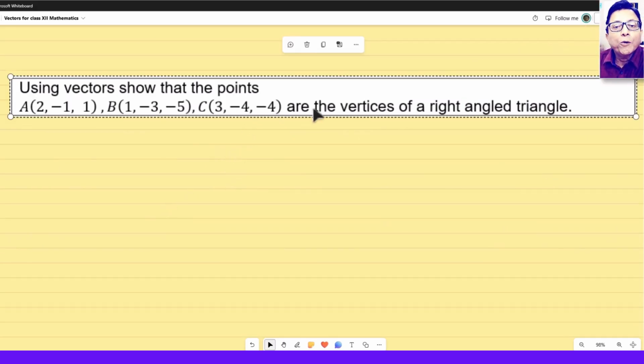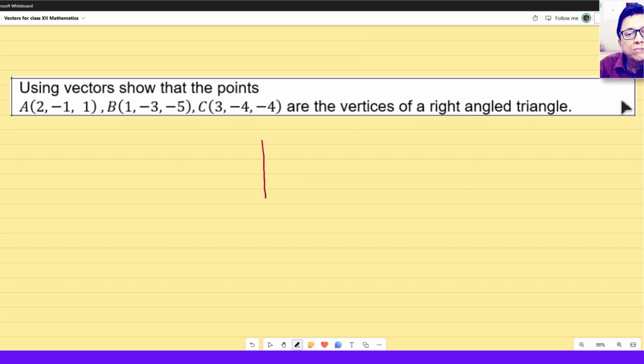Show that the following points are vertices of a right angle triangle. Any triangle is there. To prove it right angle, we need the lengths of 3 sides, and in this chapter we will be doing it with the help of vector concept. You might have experienced in class 11 the distance formula you have used. We will be doing the same thing but with the application of vector. So what you will do here, you will find 3 sides, AB vector.